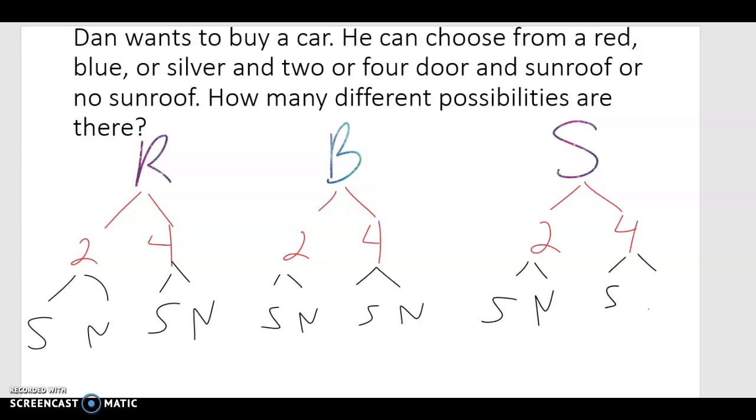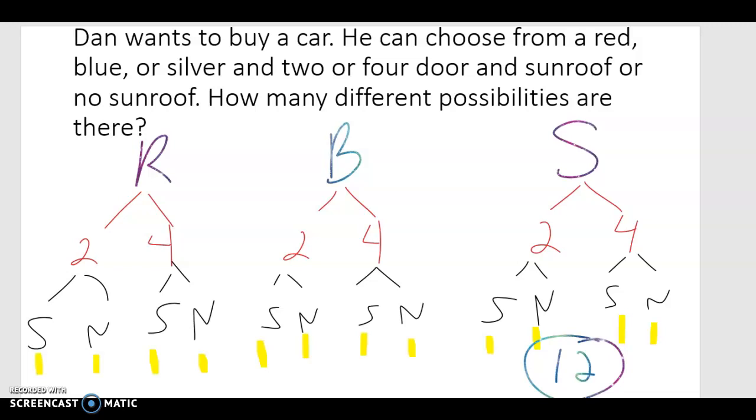This is what a tree diagram is. You have every option. So you notice line 1, red, blue, silver, we're talking about the colors of my car. Then I get to how many doors am I going to have, 2 or 4. Each color has that option. Then we get into sunroof or no sunroof. So when we're thinking about the number of options, 1, 2, 3, 4, 5, 6, 7, 8, 9, 10, 11, 12. We have 12 options of cars, right? The combinations that Dan could choose from.